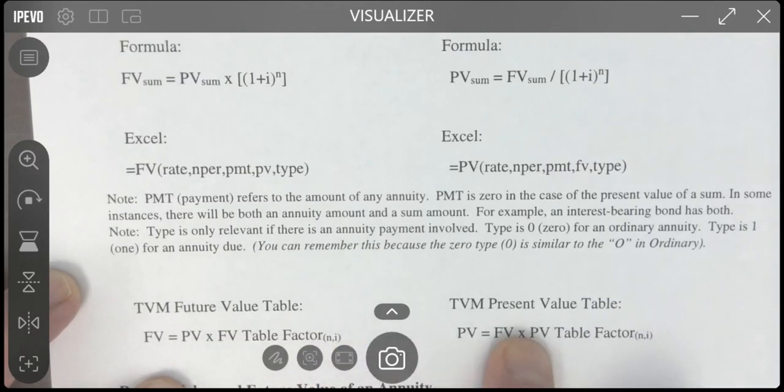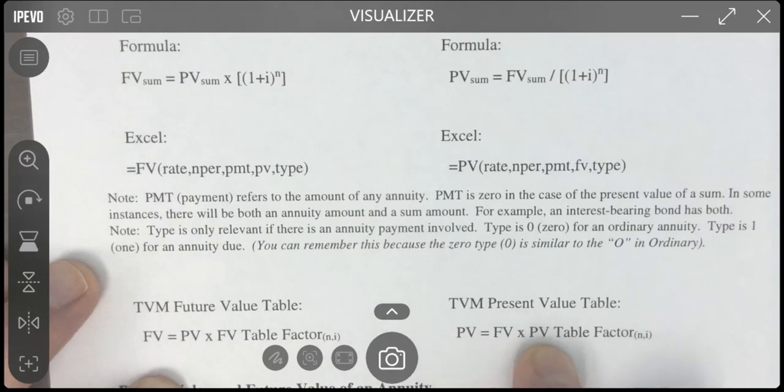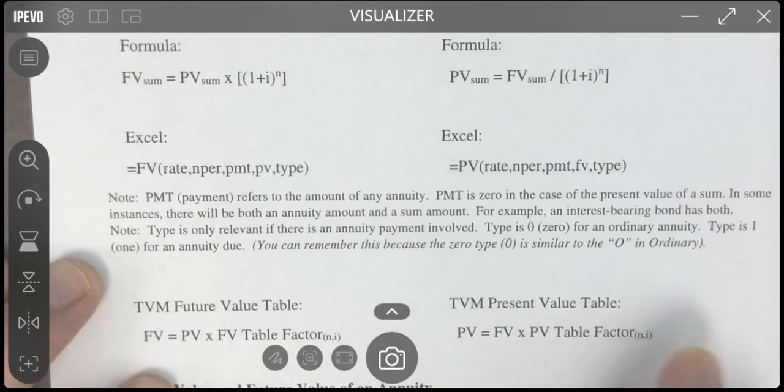If you know the future value of the sum and you want to know what's the present value of that sum, you multiply that known future value times the present value table factor for n periods at I interest rate. So the present value is going to be a number less than 1 because we're discounting from future value to present value.